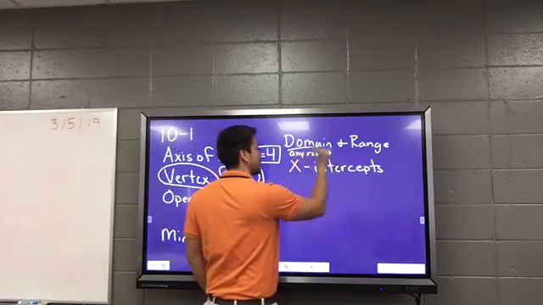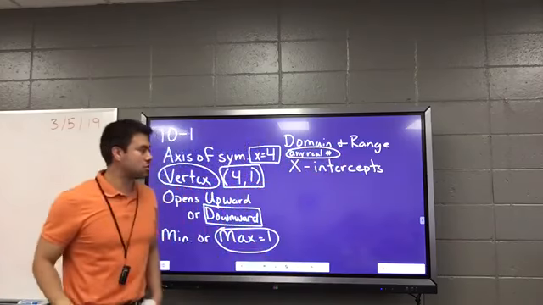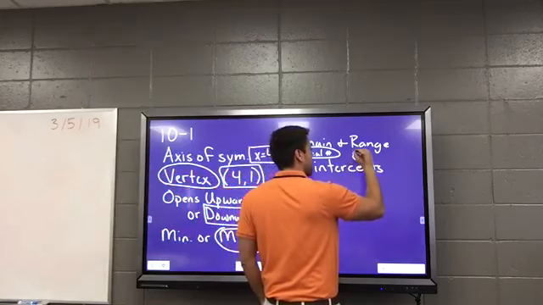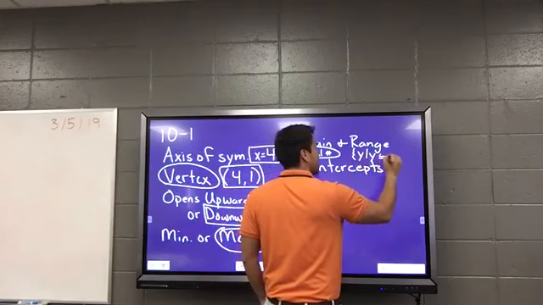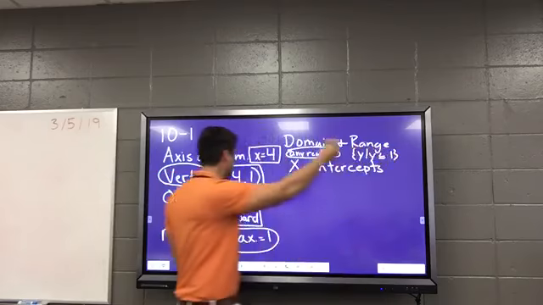I'll abbreviate here for space. And then what's the range, Chelsea? y for numbers such that y is less than or equal to 1. That 1 came from the vertex.